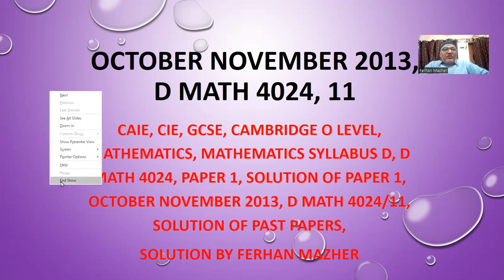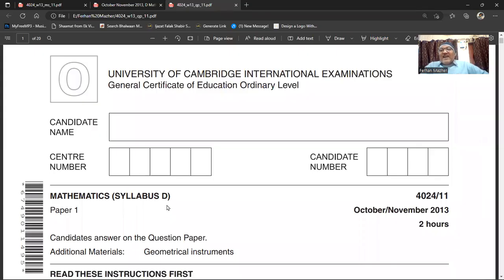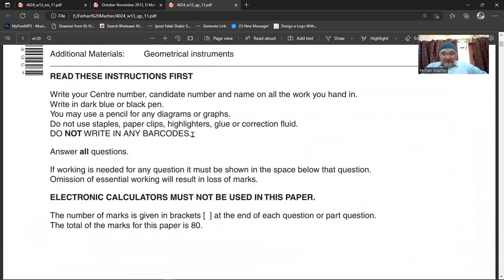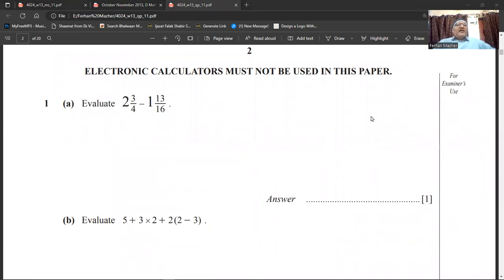In this paper 1, the time allowed is 2 hours and the calculator is not allowed. On your screen, you can see the October-November 2013 paper 4024/11 showing up. Question number 1: Evaluate 2 whole 3 by 4 minus 1 whole 13 by 16.